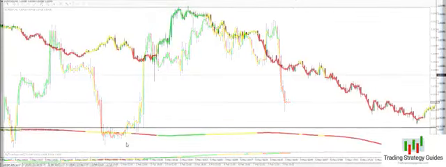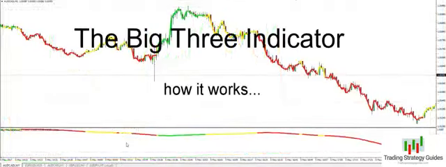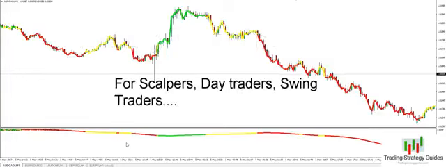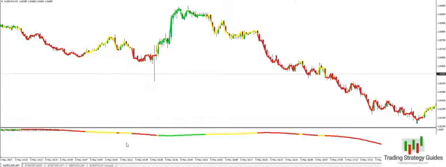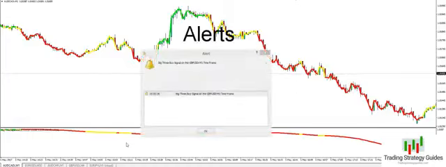Today I'm going to show you how our Big 3 indicator works and how it's going to be working for the scalpers, day traders, and swing traders, as I will be showing you on a 1 minute, 30 minute, hour, 4 hour, and then I'm going to show you an actual example of this thing working on a 1 hour chart. There's also alerts for this indicator, which can make a very nice feature if you're away from your charts. Okay, with that being said, let's get started.